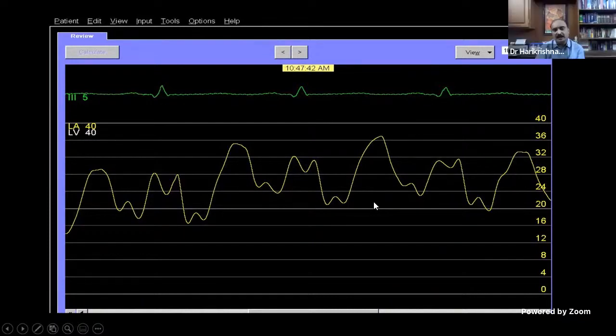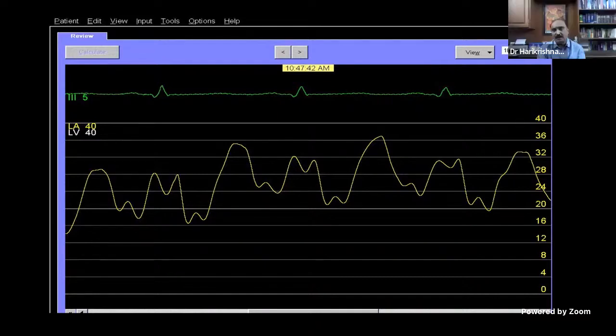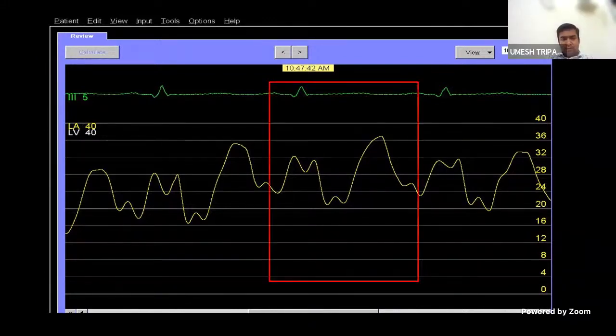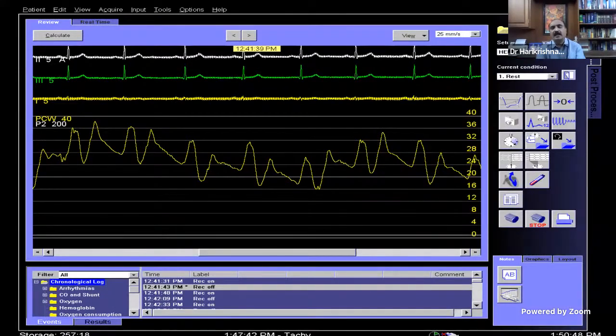How many millimeters are the A, V, C? Sir, the A wave is around 30, and V is around 38. So is the LA pressure normal or elevated? LA pressure is significantly elevated. If you take a full cardiac cycle like this, you can see A, C, and V, and it is elevated. Okay, this is the next tracing.